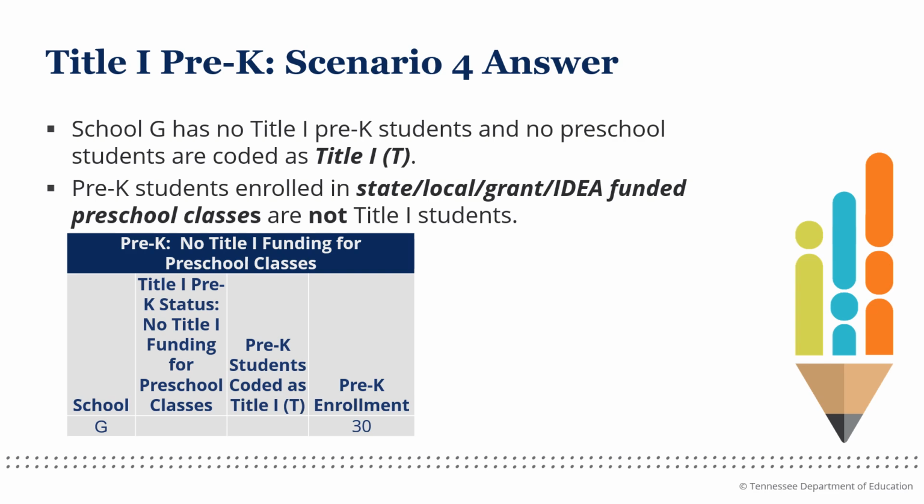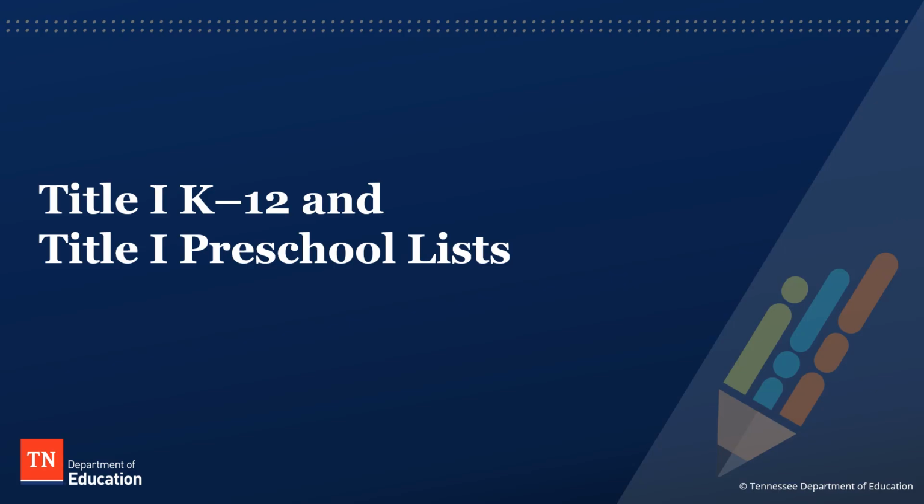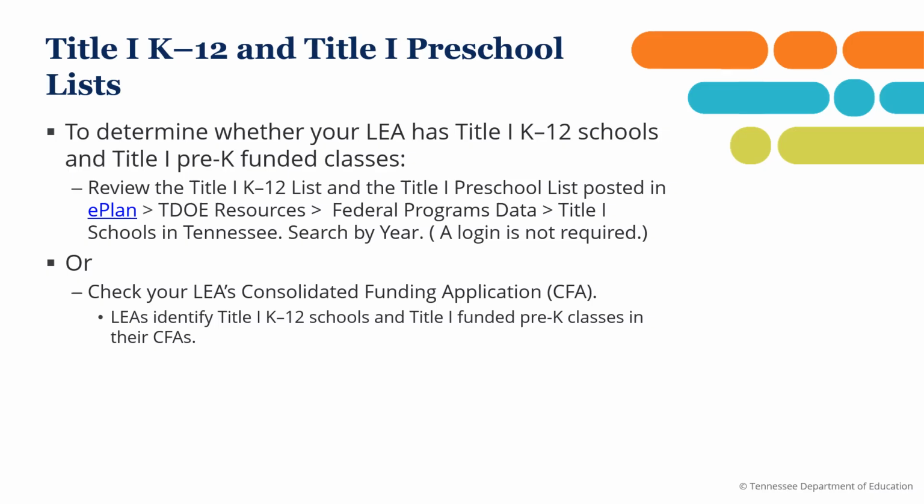I hope those scenarios were helpful to you. If you're looking for additional assistance in identifying whether you have Title I K through 12 and Title I funded preschool classes in your districts, consult the Title I K through 12 and Title I preschool lists. They are located in ePlan and TDOE resources, federal programs data, Title I schools in Tennessee, and search by year. You may also check your district's consolidated funding application.